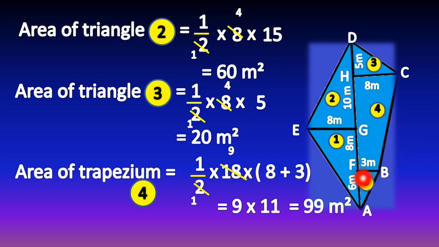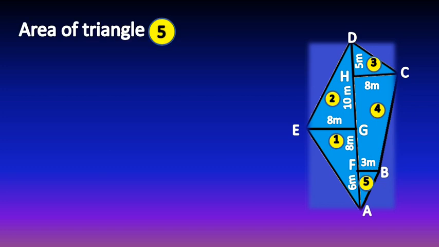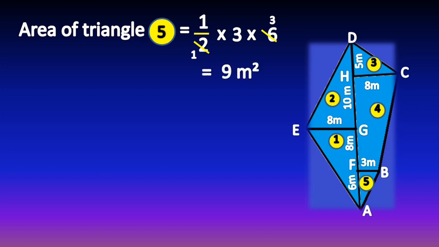Now let us find the area of this figure 5. So the area of the triangle, you can see a triangle here, right? Here the base of the triangle is 3 meters and the height of the triangle is 6 meters. So half into base 3 meters and height 6 meters. Now let us simplify. 2 ones are 2, 2 threes are 6. 3 threes are 9 meters square.